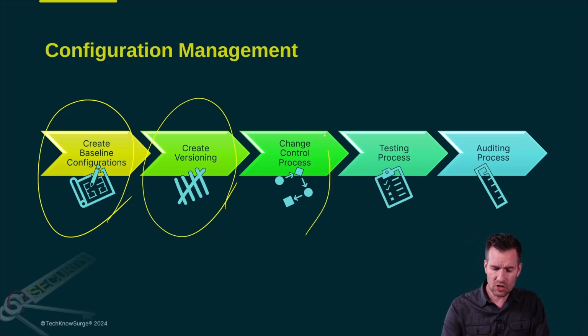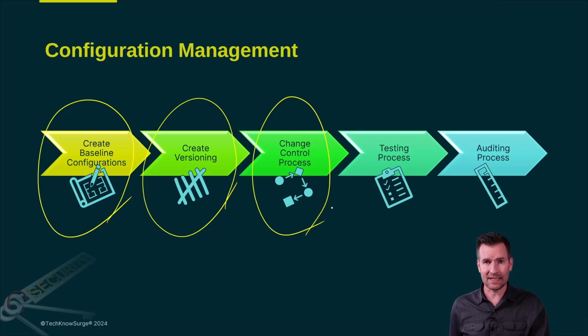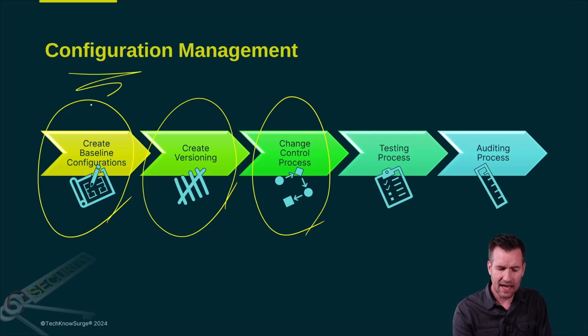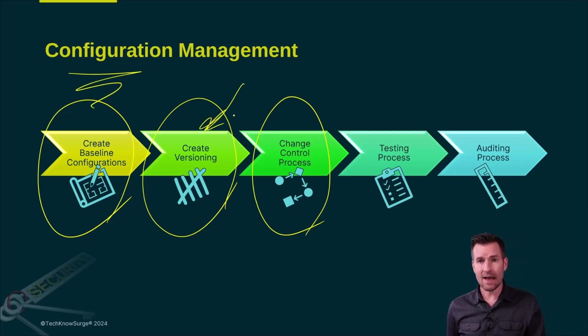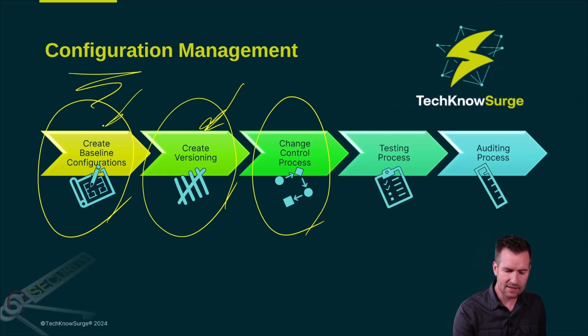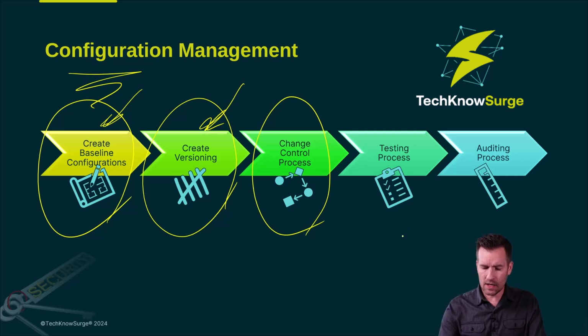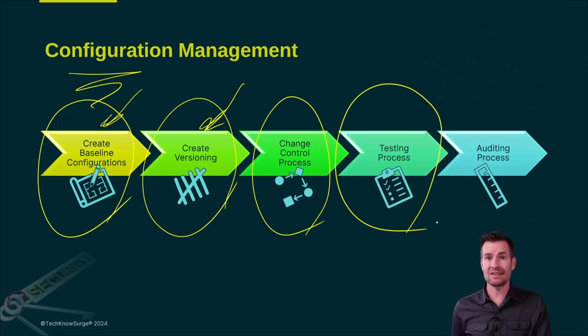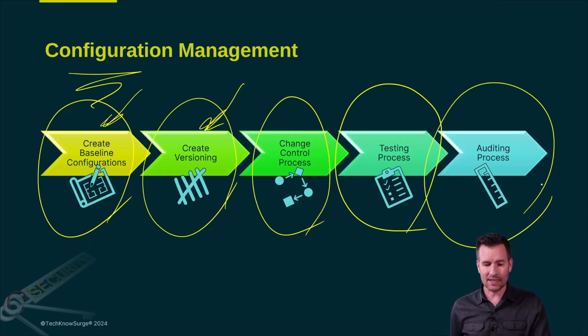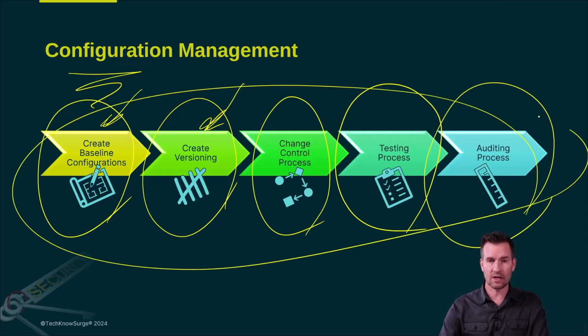Then we get into the change control process. How do we implement changes to configurations in a controlled way? And that makes sure that versioning is happening and that our baselines are getting updated. And then how do we go through testing those configurations to make sure that they're correct? And then also maybe some sort of audit process to make sure that everything is functioning well.